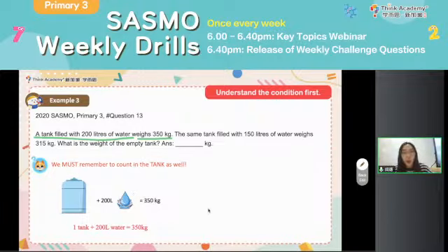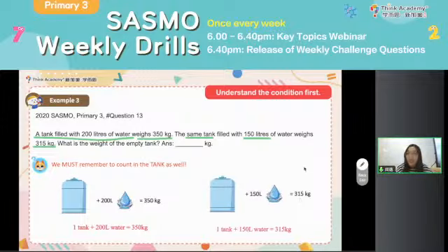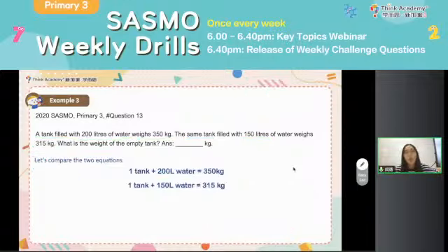For the second one, look, the same tank filled with 150 liters of water weighs 315 kilograms. So what is the second scenario? Again, don't forget the tank and water adds up to 315. And again, we just turn these long sentences into equations. Look, 1 tank plus 200 liters water equals 350 kilograms. 1 tank plus 150 liters water equals 315 kilograms.